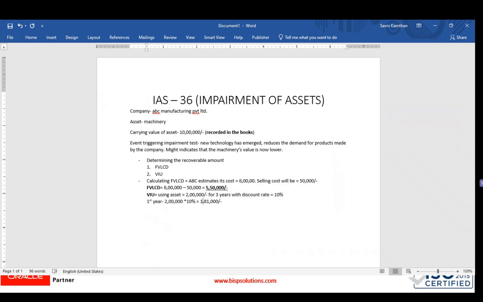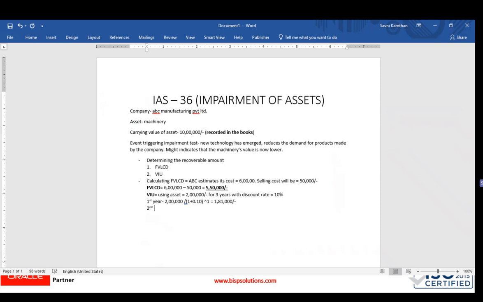So how is that possible? What we are doing is 2 lakh rupees divided by 1 plus R upon 100, which we have learned in our previous classes. It will look like this, to the power 1, because we are calculating it for the first year.